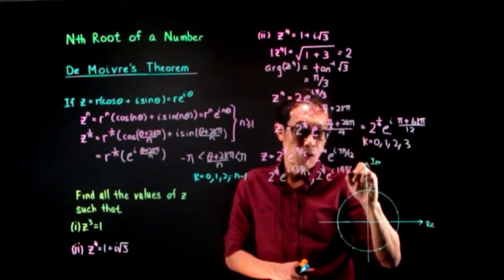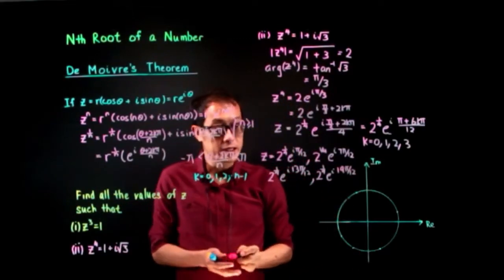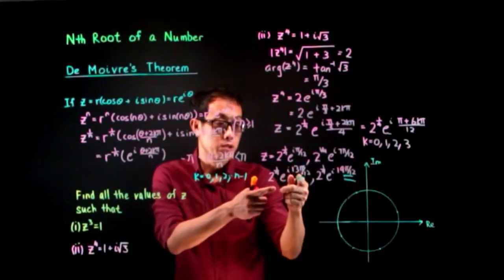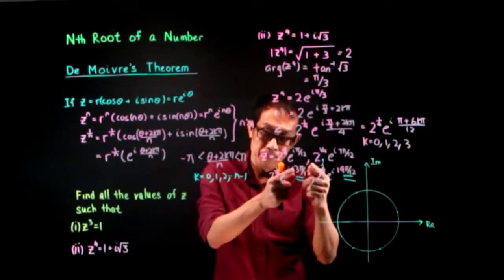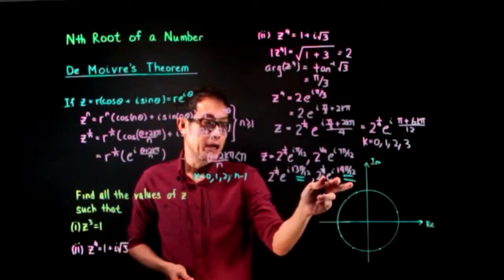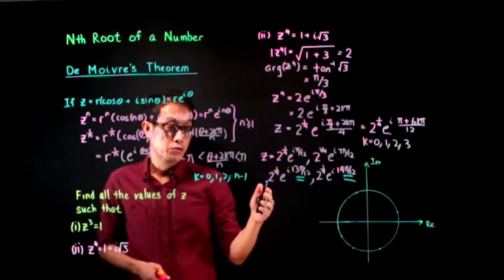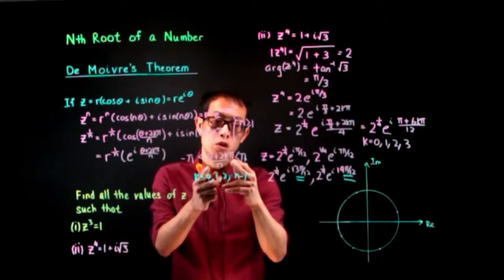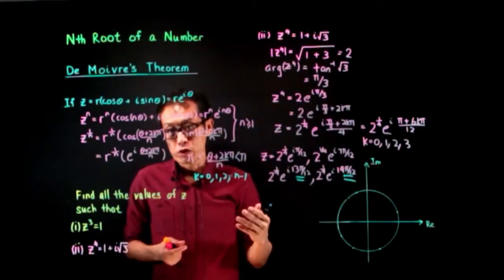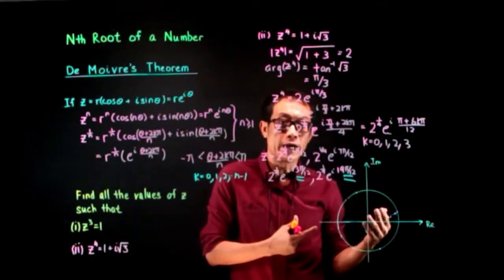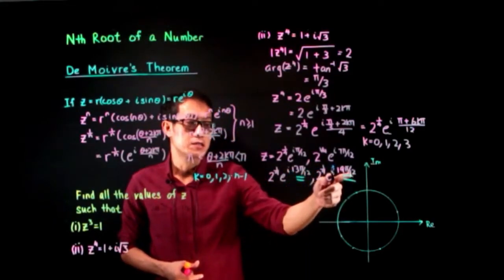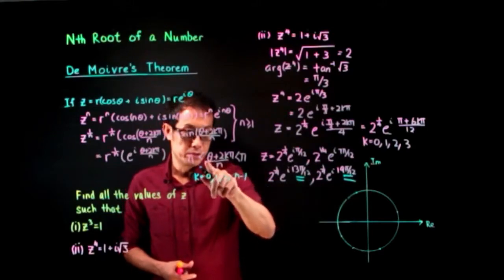Now, you will notice that these two are out of range. Your argument must be between minus pi and pi, and this is more than pi, and this is more than pi as well. So we have to reduce it to be between minus pi and pi. How do we reduce? We add or subtract multiples of 2 pi. In this case, we subtract 2 pi, and we will be within the range.